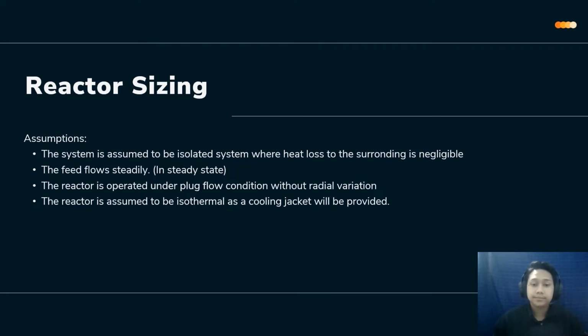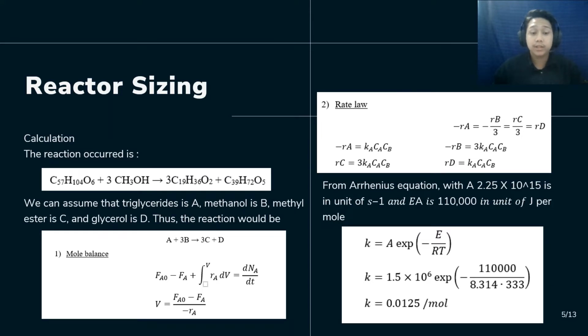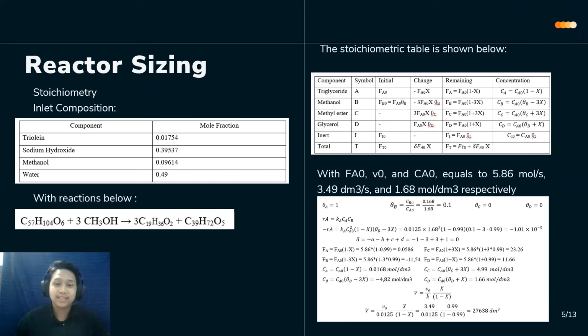For the reactor sizing, the calculation is as follows. First, we assume that triglycerides is A, methanol is B, methyl ester is C, and glycerol is D. The reaction will be as follows: mole balance and the volume for calculation. The next is the rate law. We want to know the rate law, which involves the reactants and the products. And the last is from the Arrhenius equation, with A equals 2.25 times 10 to the power of 15. We can get the value of k, which is 0.0125 per mole.